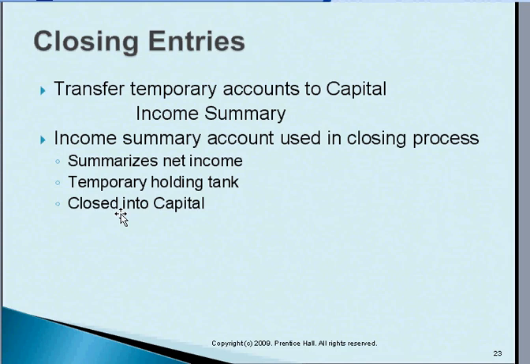Okay, so closing entries really come in four forms. There are really four involved. That's the revenue entry, the expense entry, the income summary closing entry, and of course the entry to close the owner's withdrawal.